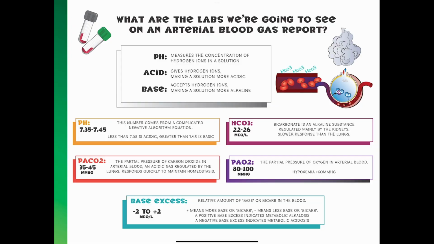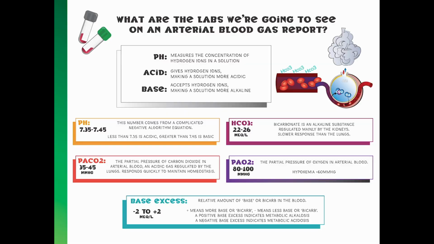And lastly, we have this thing called base excess. This is the relative amount of base or bicarb that is in our blood. So we see here this -2 to +2 is that happy range. So -2, -1, 0, +1, +2, that is our normal base excess range. The higher the number, that's going to mean more base or more bicarb. And the lower the number is going to be less base or less bicarb. So a positive base excess is going to indicate that there is metabolic alkalosis present, and a negative base excess is going to indicate metabolic acidosis.